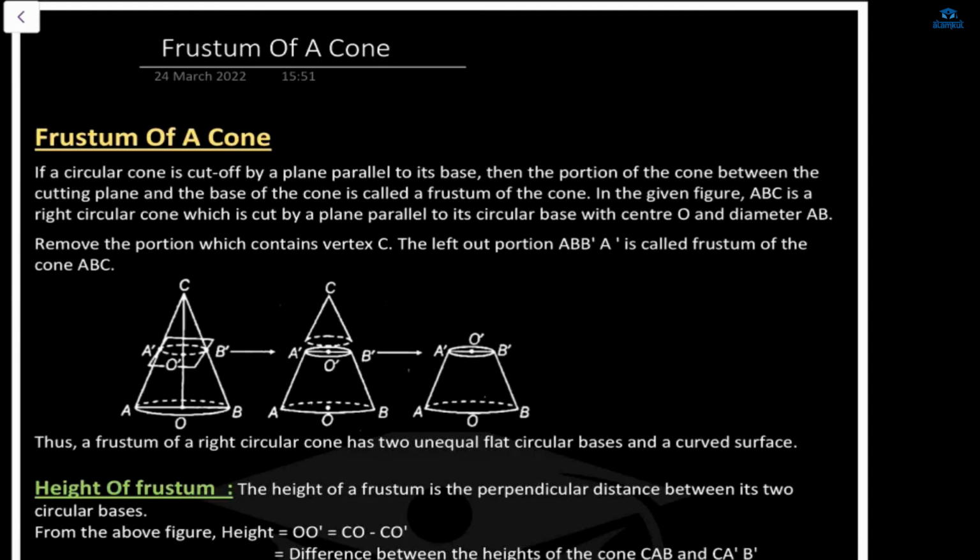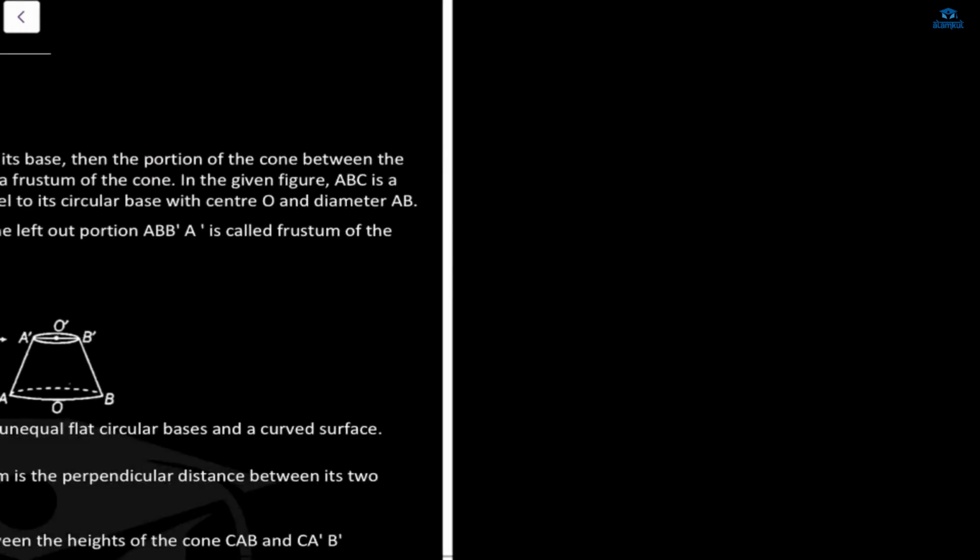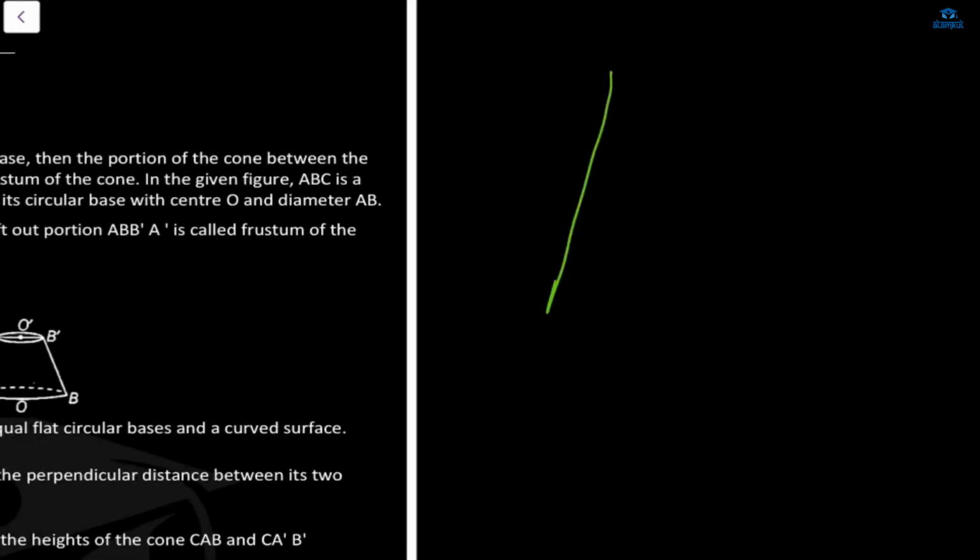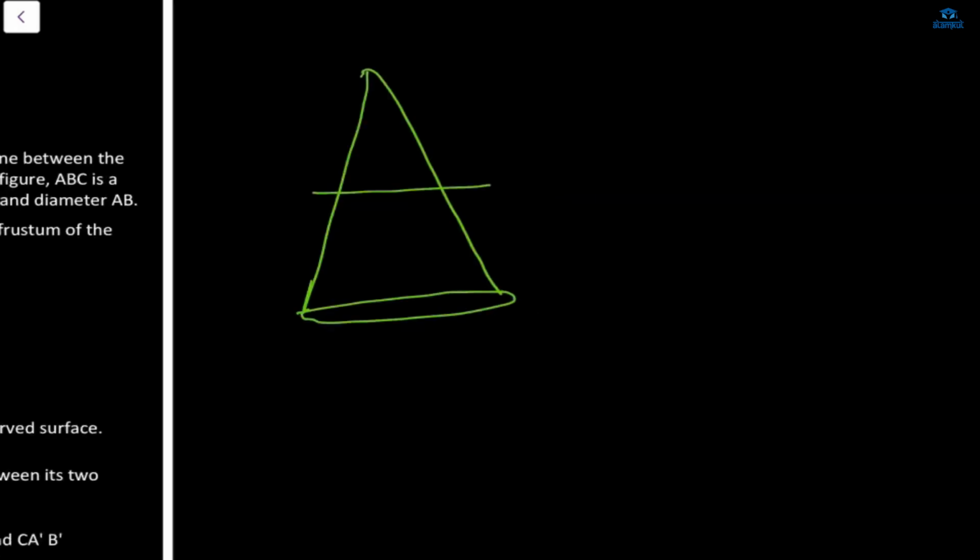What is the shape of a frustum actually? It is a cone. When you cut the cone somewhere in the middle, the bottom portion is called the frustum. This is a cone. If you cut from here, now you will get this shape. This shape is called the frustum.